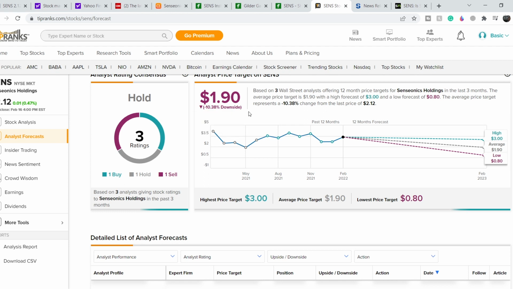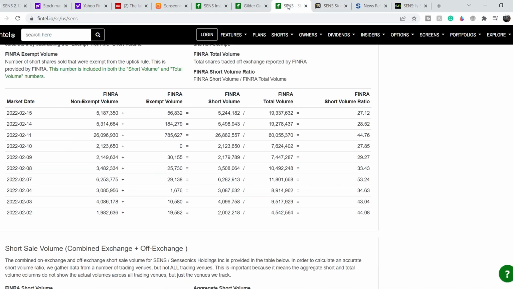And definitely it is not a good forecast, and that is why, for now, in my opinion, Senseonics has a very weak position. On top of that, let me show you right here. We have the short interest related to this asset, and on February 11th, the FINRA short volume ratio was 44.76%, an extremely high volume of short positions.